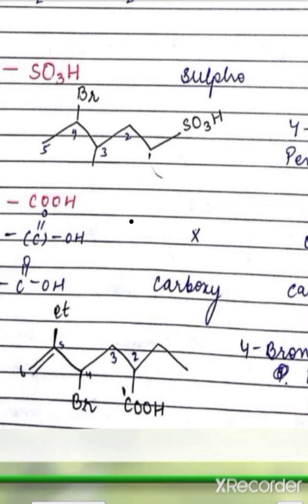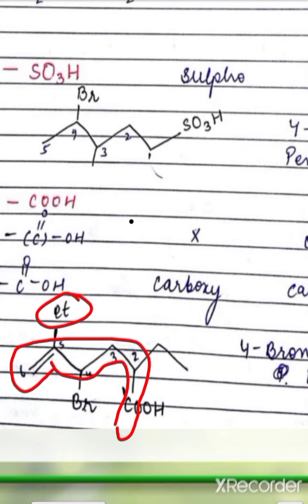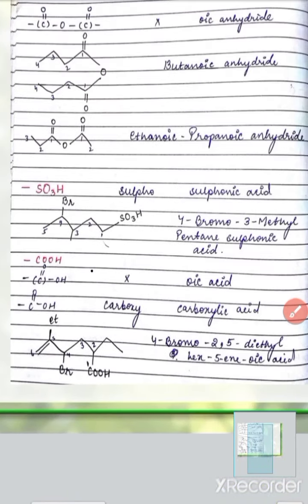Like in this example, this will be the main parent carbon chain because it includes both the functional group and the multiple bond. Now Et will be treated as the substituent here. So at fourth position we have the Br group, at fifth position we have the Et group, and at second also we have the Et group. So 4 bromo 2,5 diethyl hex 5 ene, because at fifth position we have an unsaturation, and then oic acid.